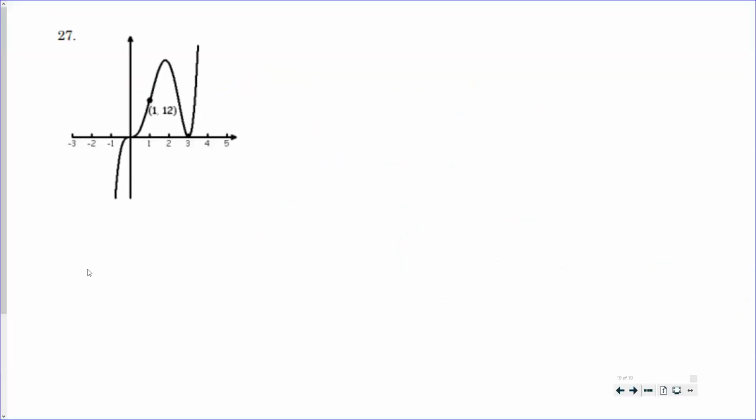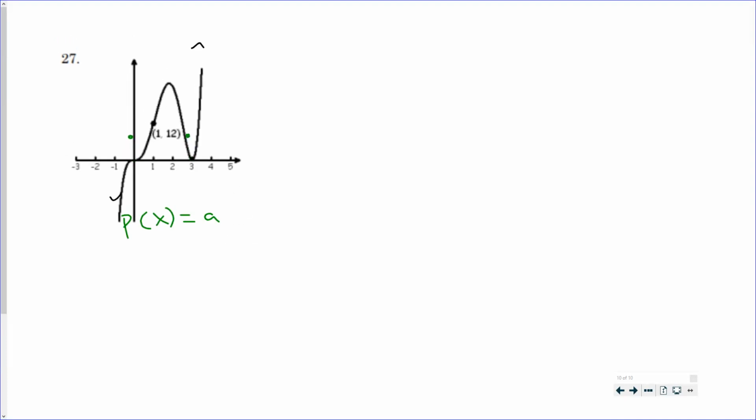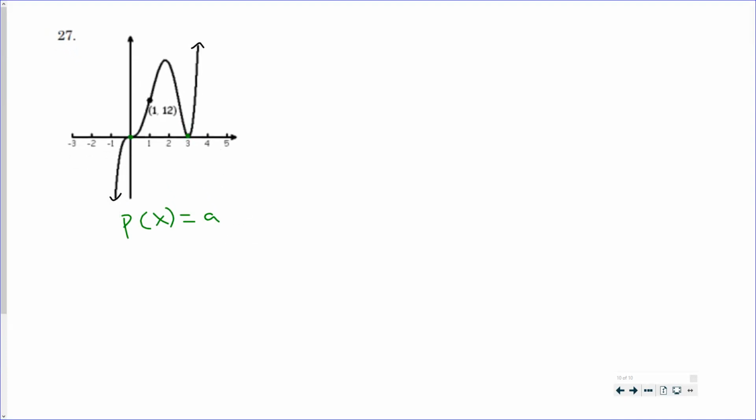So for this problem, we want to figure out the equation. The instructions weren't really clear, but it was meant to say you want to use the smallest possible degree that you need. For instance, I have x-intercepts at 0 and at 3. If I write out my polynomial function, p of x equals some a, that 0 gives me just an x factor, and that 3 gives me a factor of x minus 3.